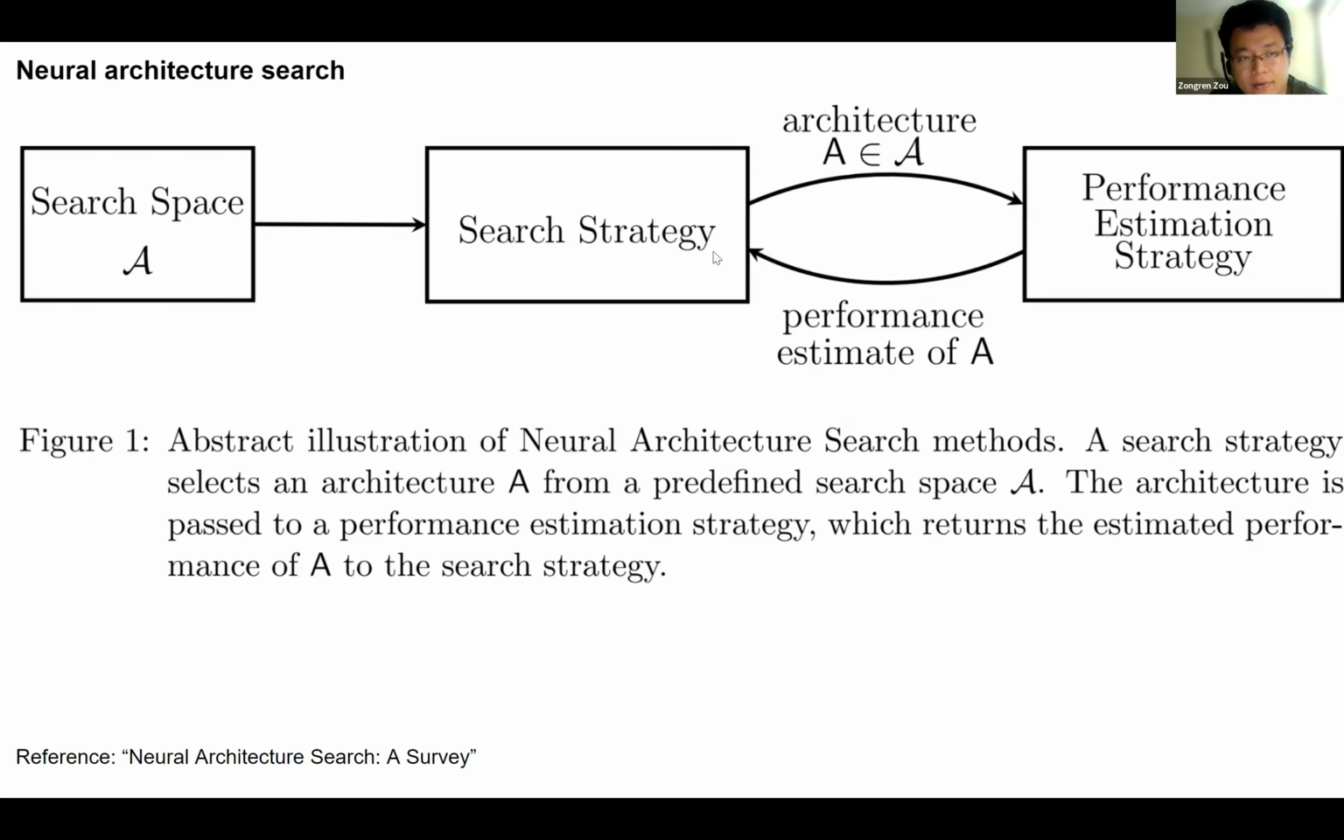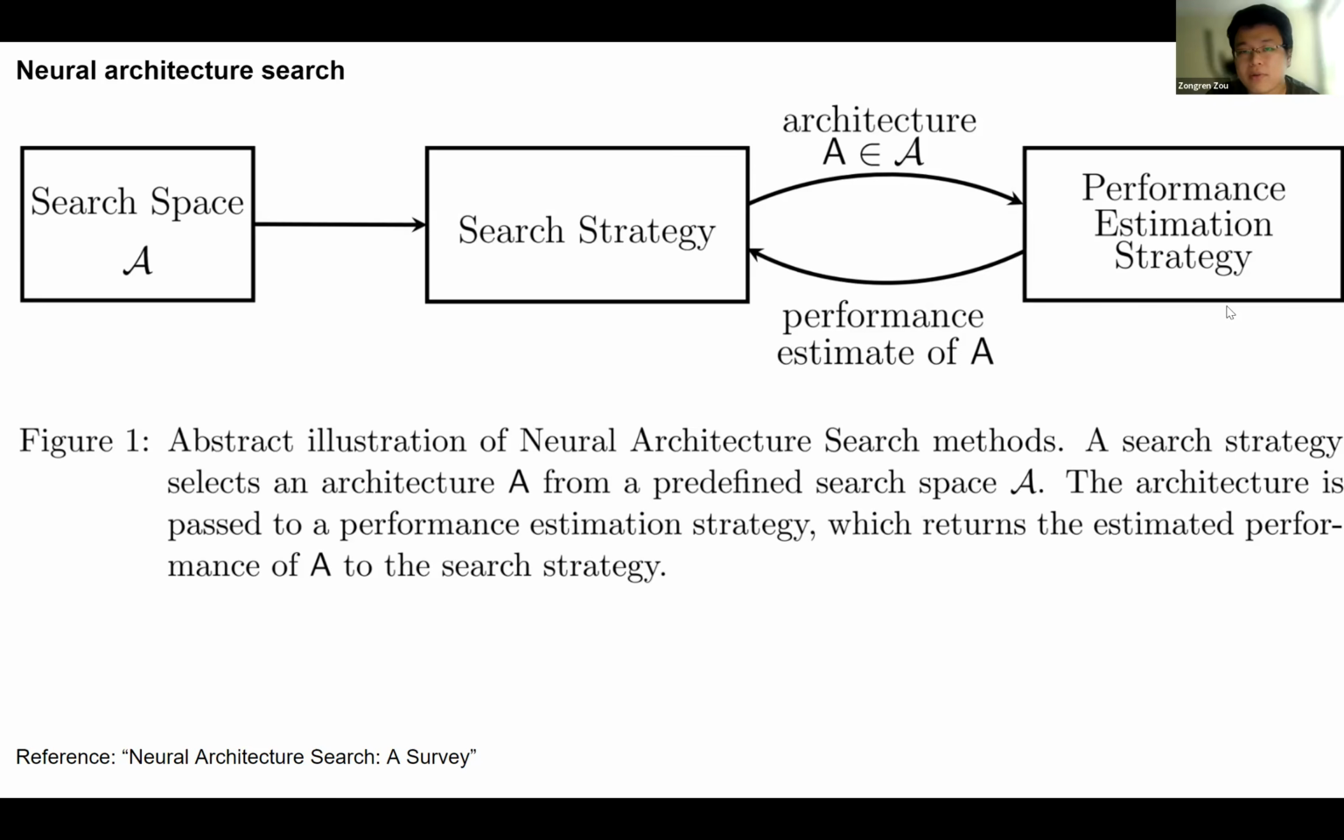Some people think it belongs to meta learning as well, because it learns to find a good architecture, so it falls in the category of learning to learn. This is a figure from the reference paper, a neural architecture search survey, and it shows the three most important elements of neural architecture search: the search space, the search strategy, and also the performance.